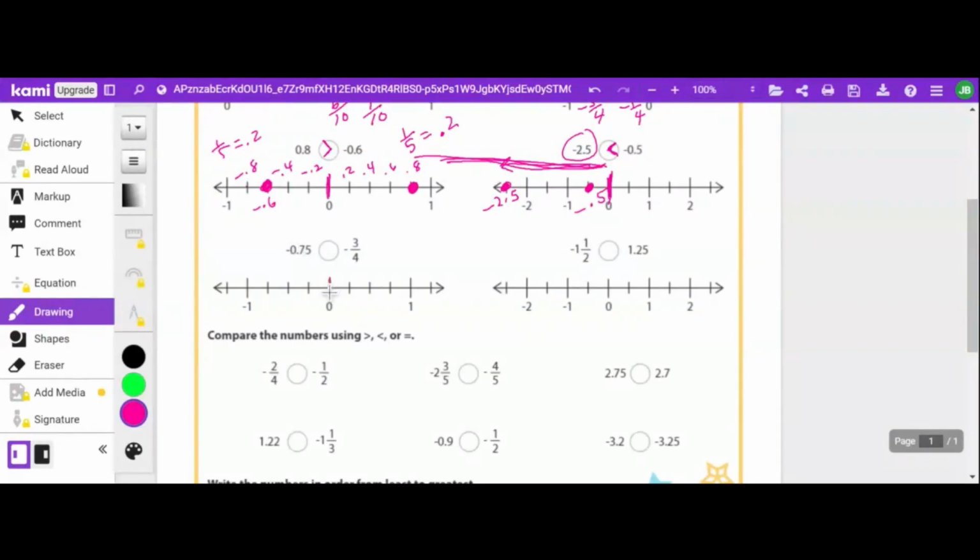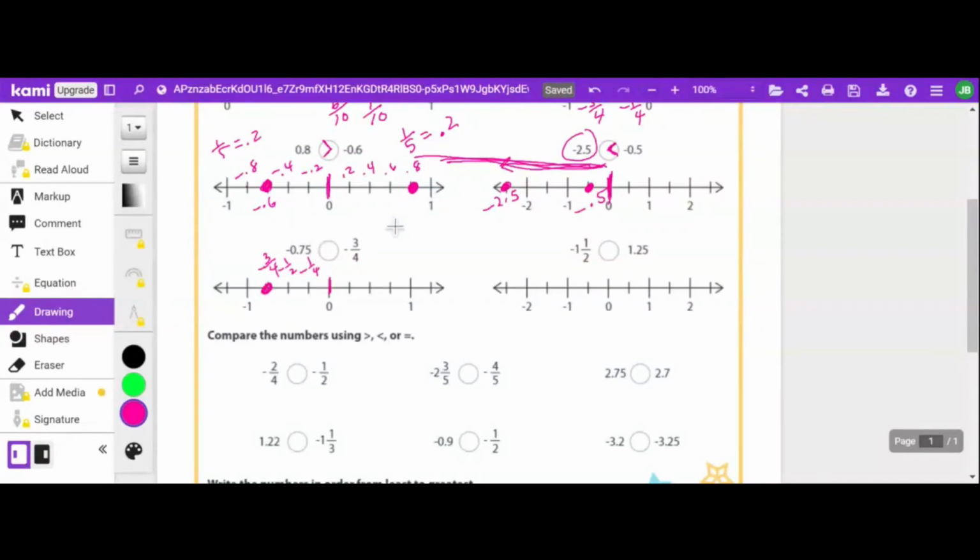negative 0.75, so that's a negative number, and the number line is marked off in fourths, 1, 2, 3, 4. And so this would be negative 1/4, negative 2/4, which is negative 1/2, and negative 3/4. So I know the negative 3/4 is right here.